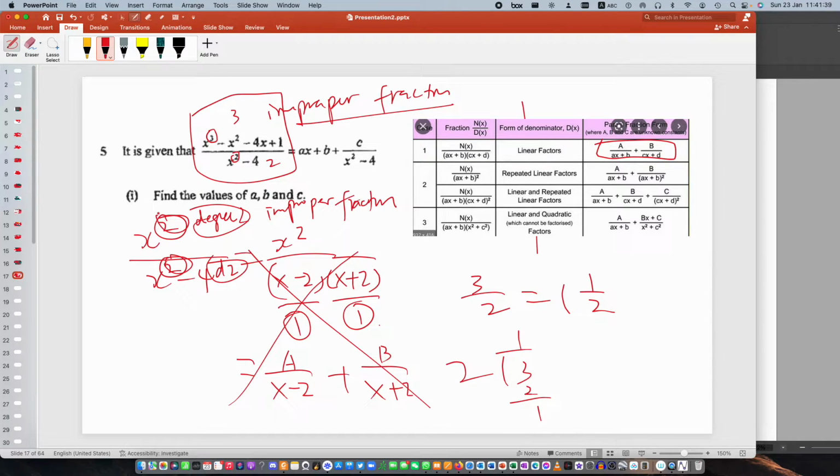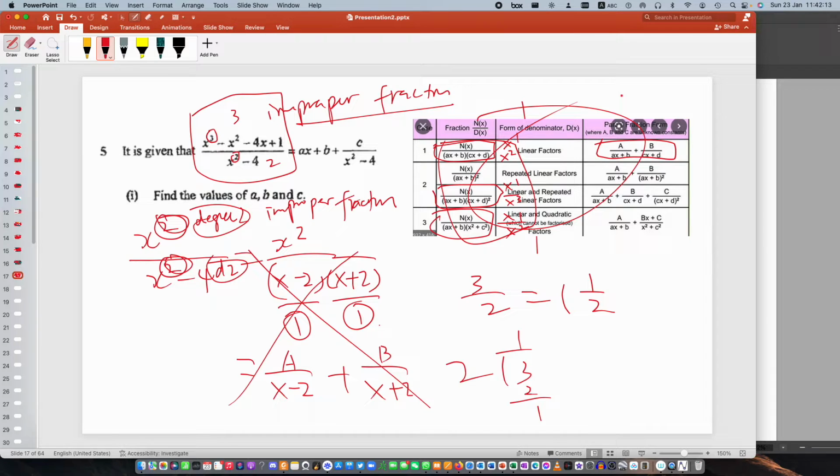When you look at these, you just observe. They are both proper fractions. Meaning, below is x to the power of 2, above is x to the power of 1. Here is x to the power of 3 below, and this is x to the power of 1 above. So these are all proper fractions. What I'm trying to say is, if you have an improper fraction, you have to get it into a proper fraction before you use the table here.